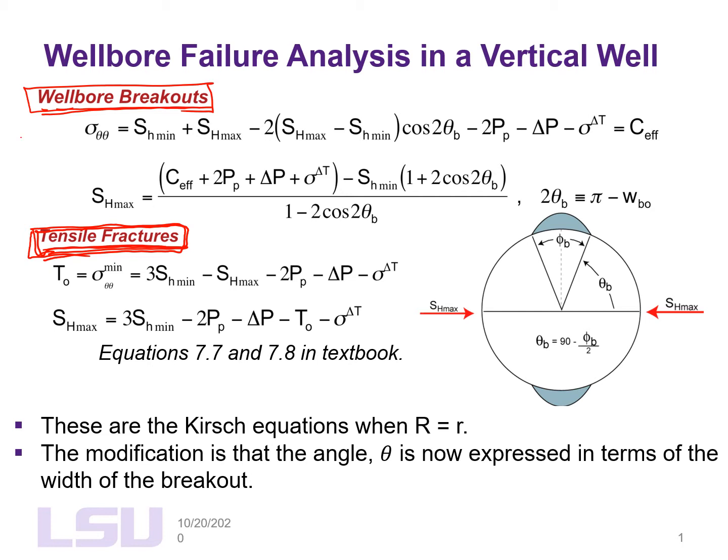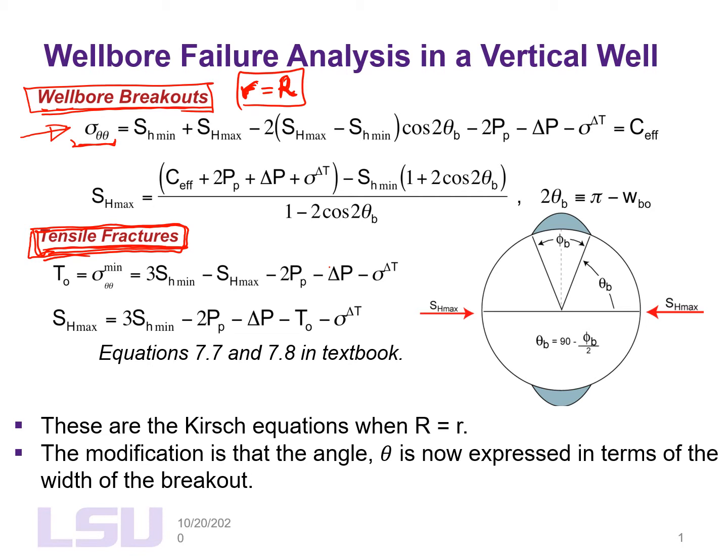So we start again with this equation, which is Kirsch's solution when small r, any radial distance from the centroid of the well-bore to the setting that's equal to the well-bore radius, right? And this is what you get for hoop stress.